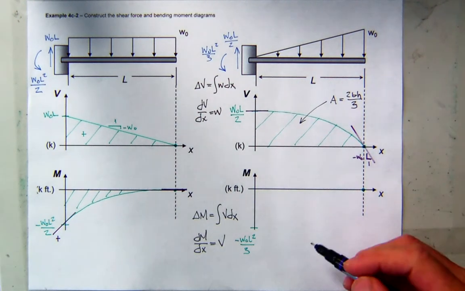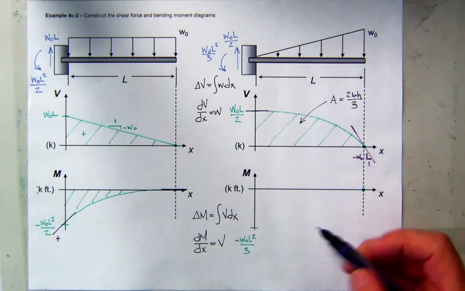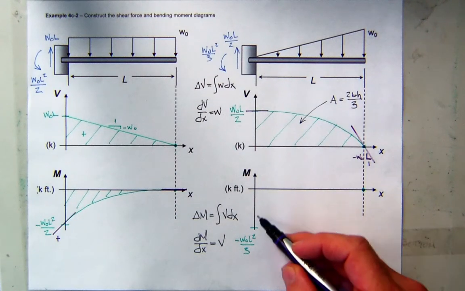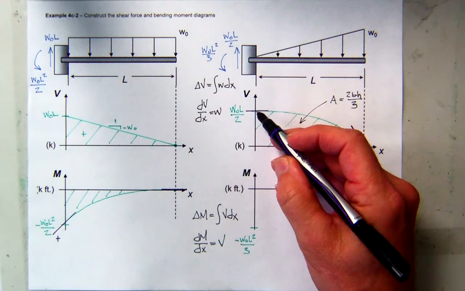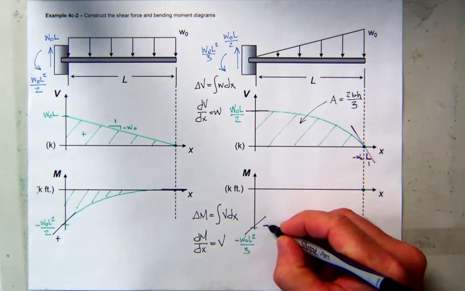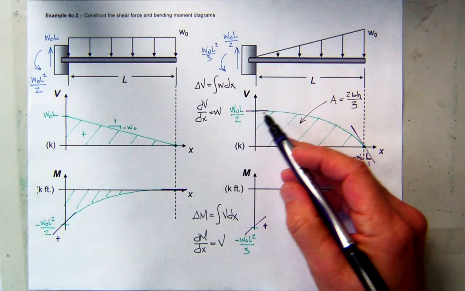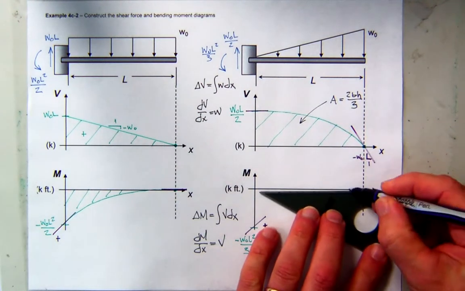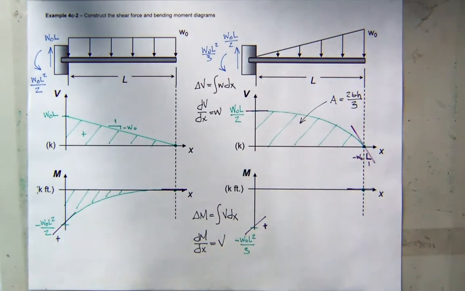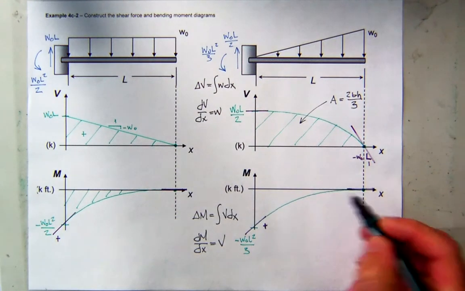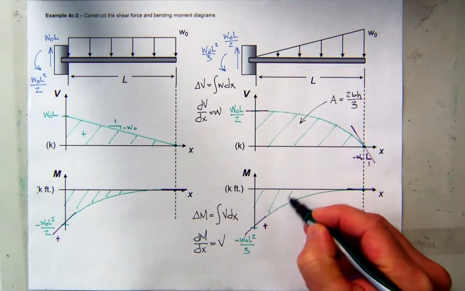Now, what's the shape of this curve? Remember, the slope of the moment diagram is given by the shear. So let's start here. What's the shear value? It's positive. So I'm going to start off at a positive slope, and I'm going to decrease to a value of 0. So I will now fit my idea of a cubic curve through those bits. And there it is.